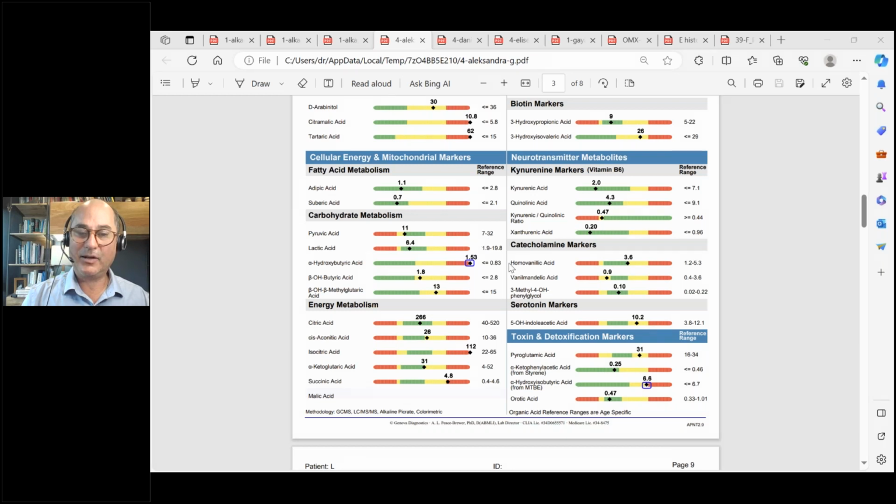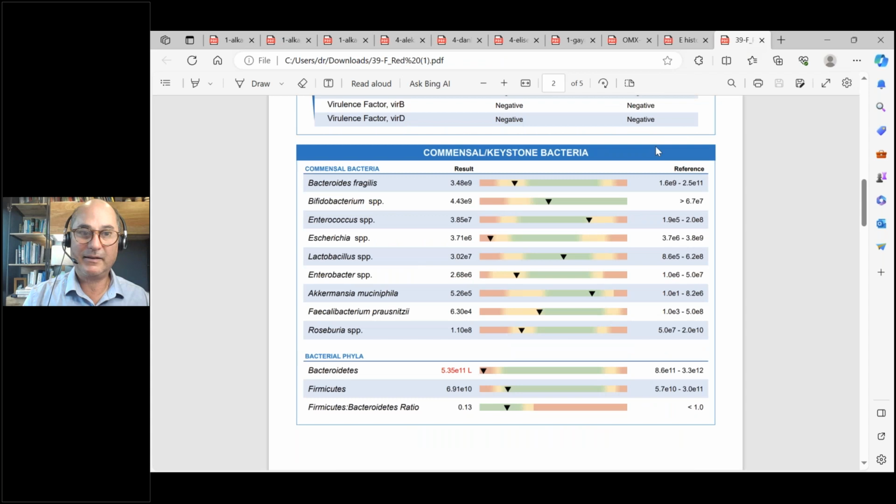And we're going to assume this person has this test that we just looked at here, where the commensals are low. So then let's put together a complete program.